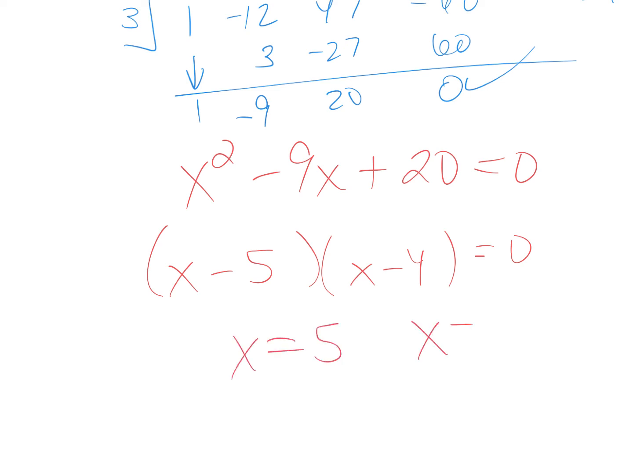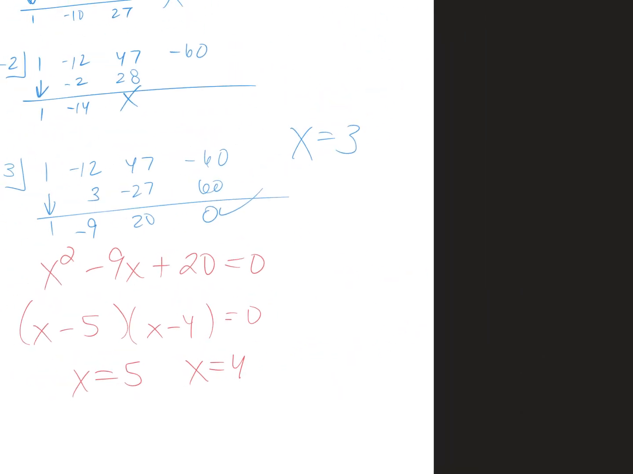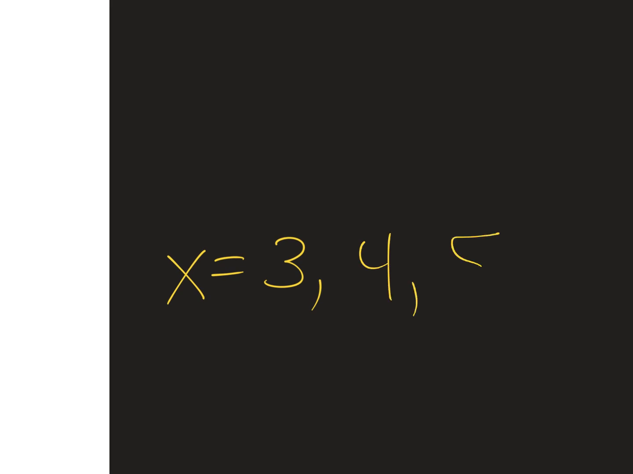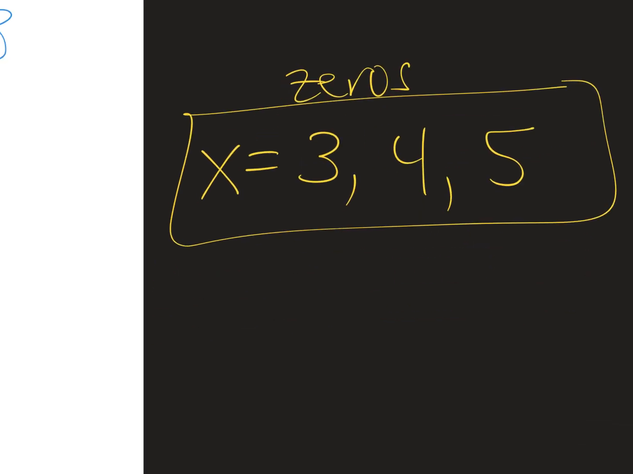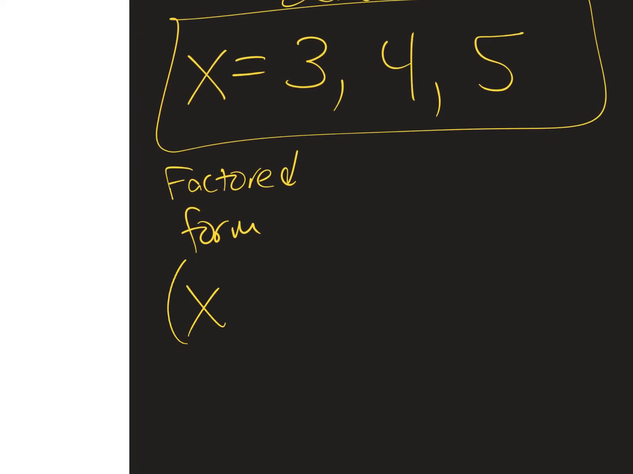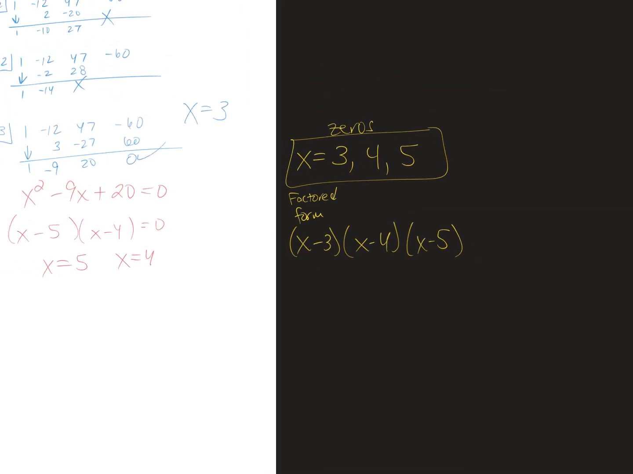So I have 2 other x's here. It's 5 and 4. So the two ways that we would write out our answer: if they say, what are the zeros? You would say x equals 3, 4, and 5, right? Okay. Those are my zeros. What is my answer in factored form? What would my parentheses look like? X minus 3, x minus 4, and x minus 5. Perfect.